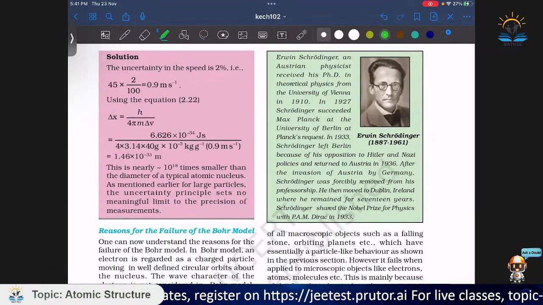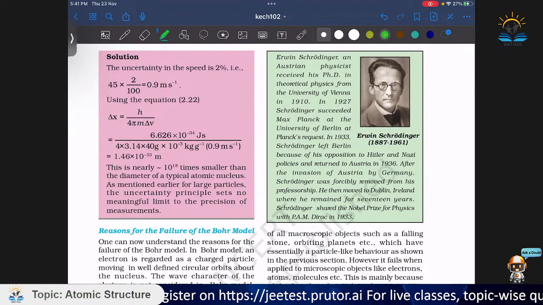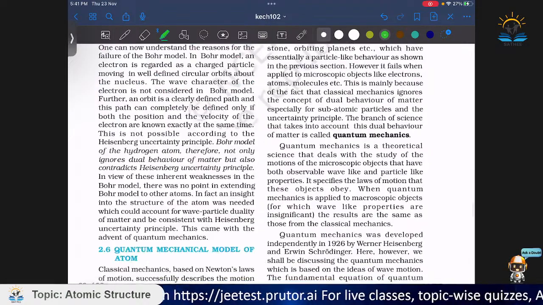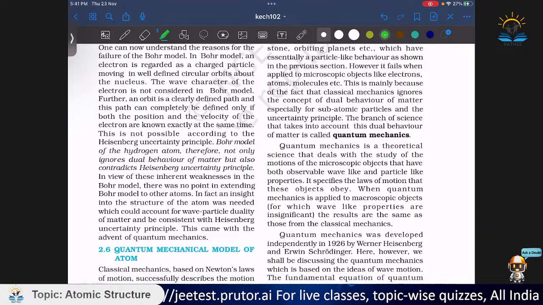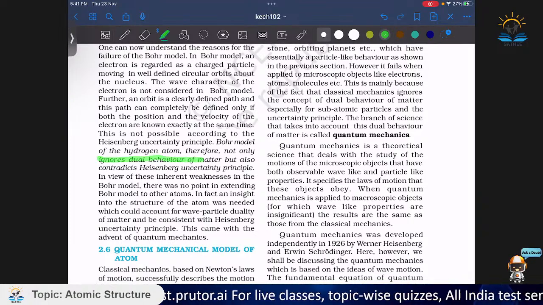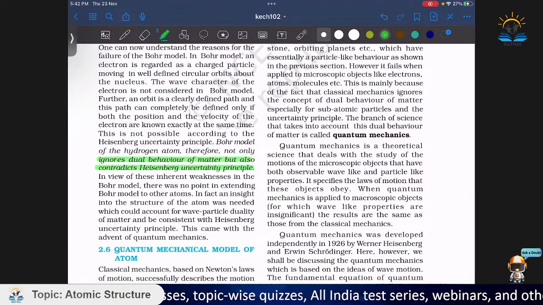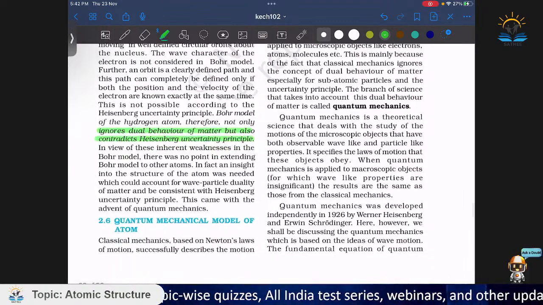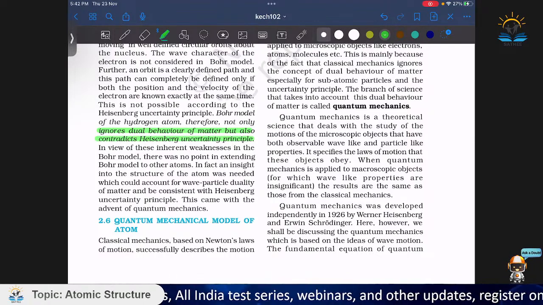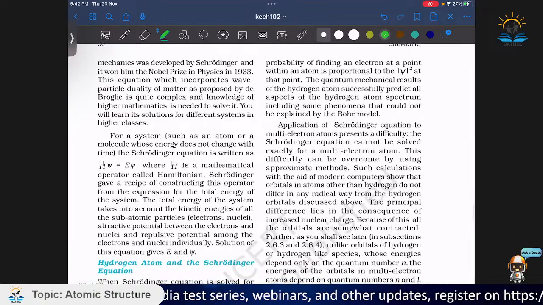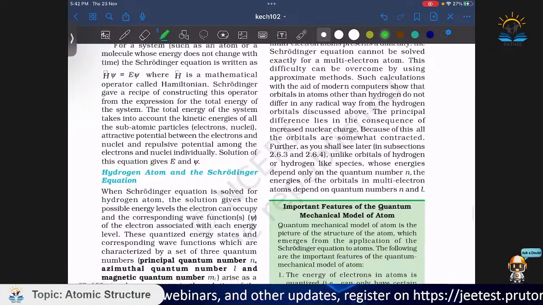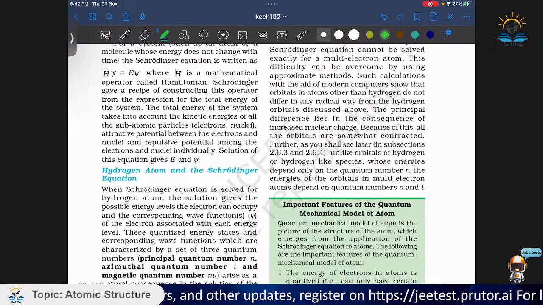After that we have Schrodinger's equation. This is not required for you right now. Now, the reasons for failure of the Bohr model: it ignores the dual behavior of matter. It contradicts Heisenberg's uncertainty principle by saying that orbits are fixed and have discrete energy levels. We cannot find out the nature of orbits according to Heisenberg, right? The quantum mechanical model uses all three: de Broglie, Schrodinger, and Heisenberg's principle.